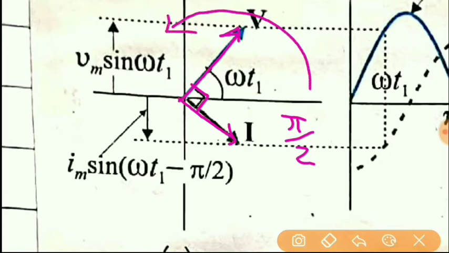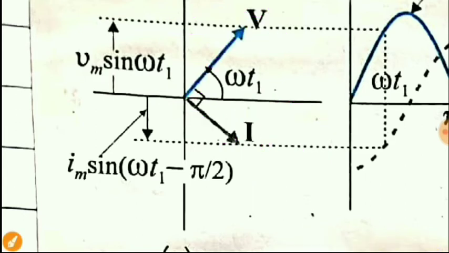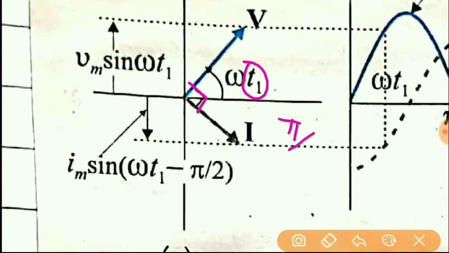anti-clockwise, that is counterclockwise. So in such case voltage leads the current, or we can say current lags the voltage behind it. By how much phase? Phase pi by 2. So at any time the phase angle between V and I will remain pi by 2.